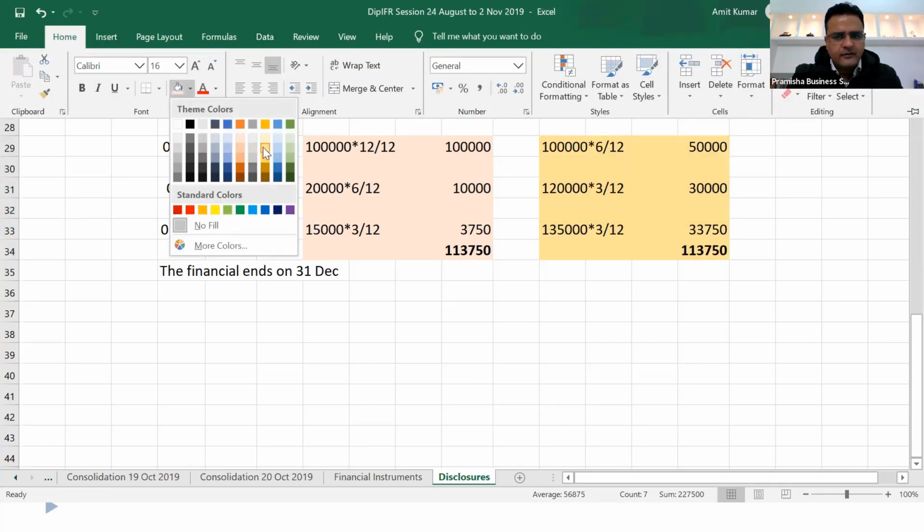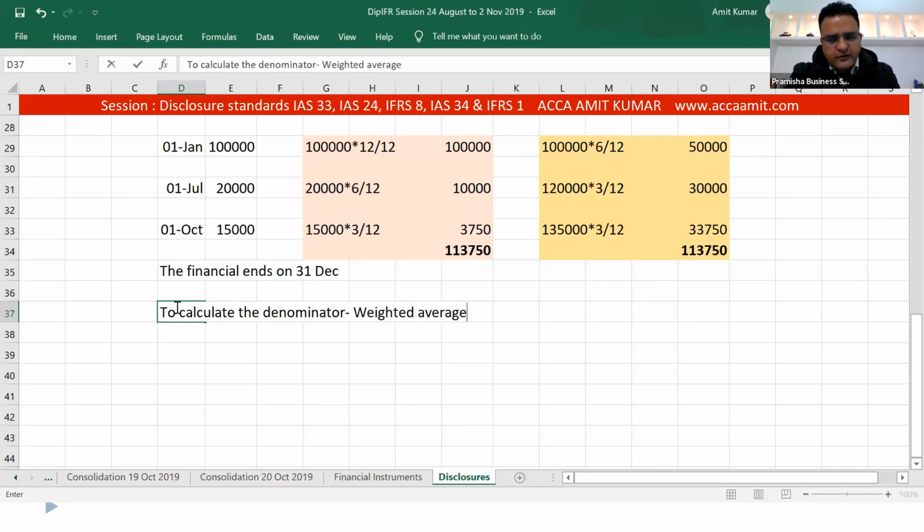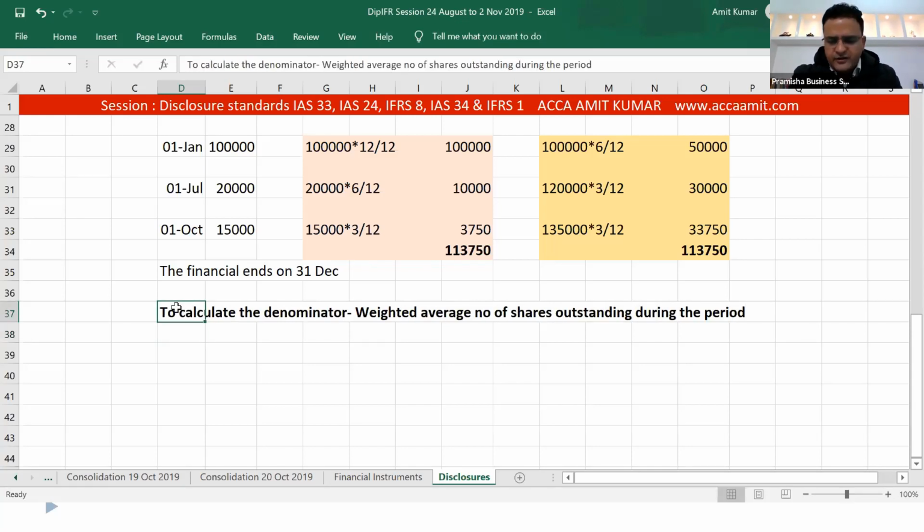So our job in this case was to calculate the denominator. Denominator is the weighted average number of shares outstanding during the period. This is a requirement, and it will be used as the denominator for calculating basic EPS. The numerator is profit after tax and after preferred dividends if they exist. If we use this numerator and denominator as calculated now, we get the basic EPS.